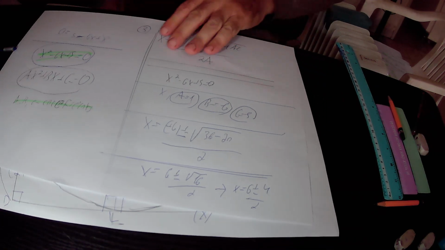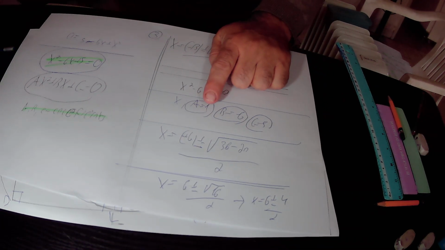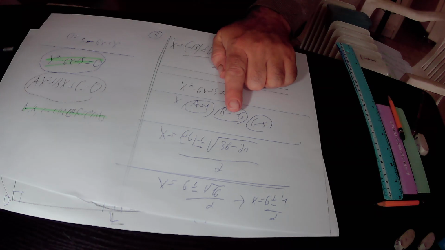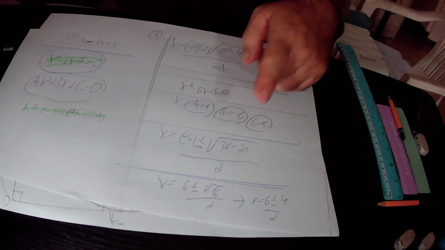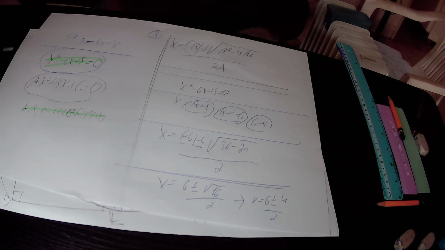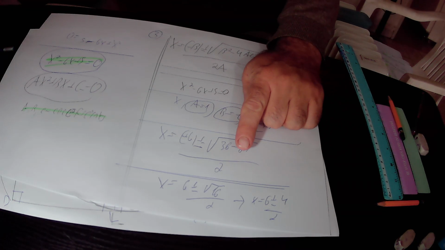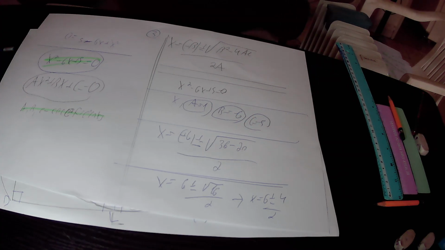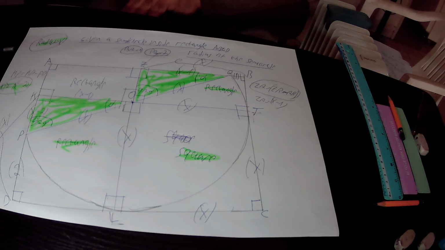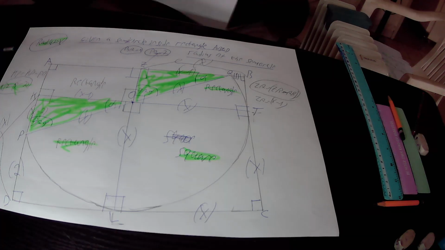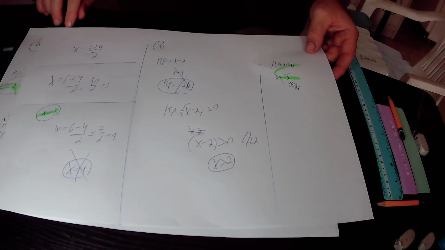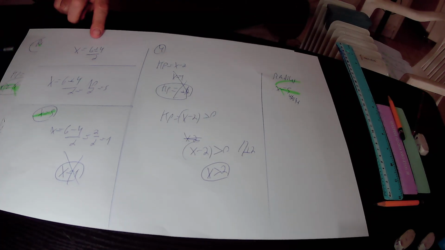So in total we found out that x equals 6 plus minus, inside the root we have 36 minus 20, which is 16, over 2. So inside the root we have 16. So in total x equals 6 plus minus, the square root of 16 is 4, over 2. So we found out that x equals 6 plus minus 4 over 2.